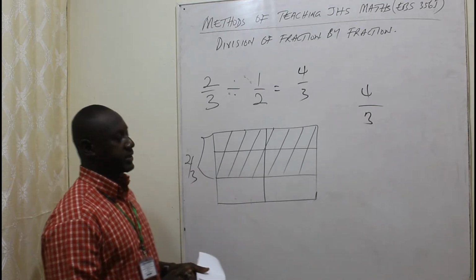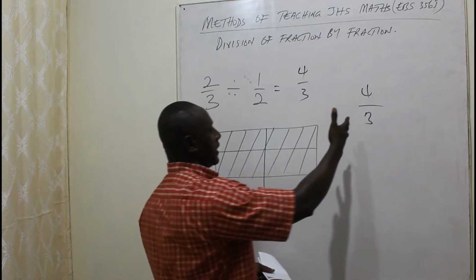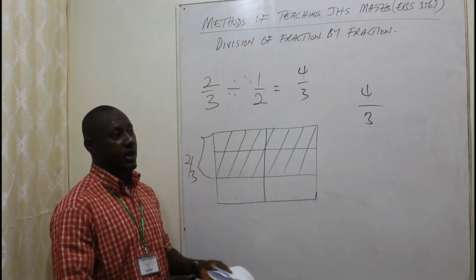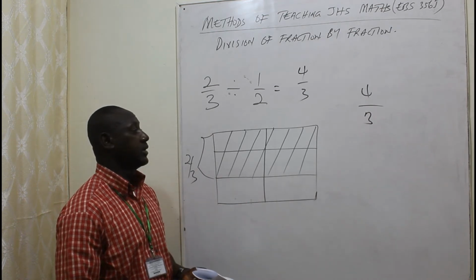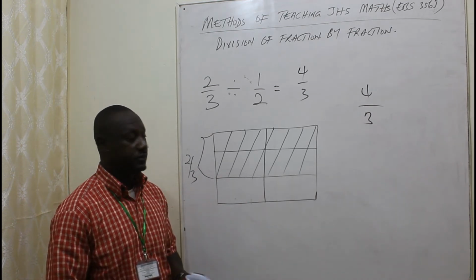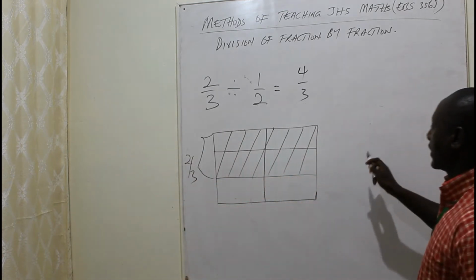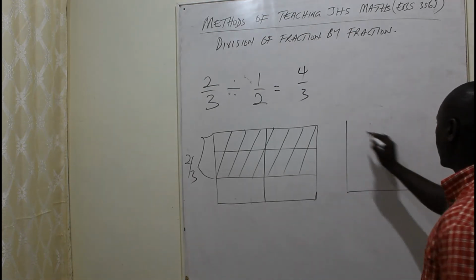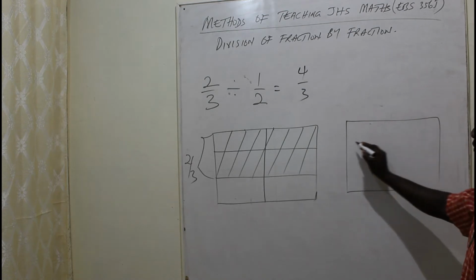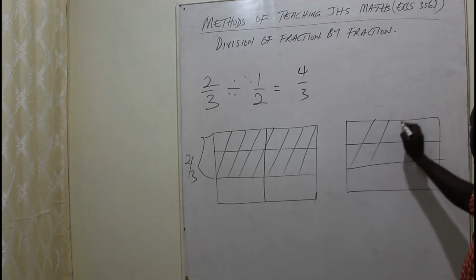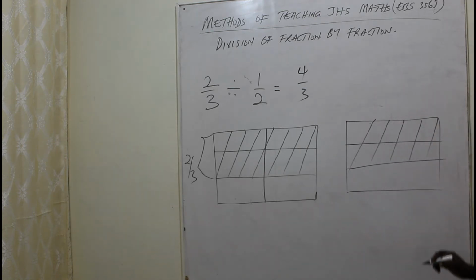Now, at a point in time, you will notice that this one is a fraction that can be changed into a mixed fraction. That's the whole number and some fractions there. And so if I want to do that, let's still maintain the diagram. I'm going to show you how you can do that. So the diagram was first divided into 3 equal parts. Then we chose 2 here. Then we divided it into 2 equal parts.